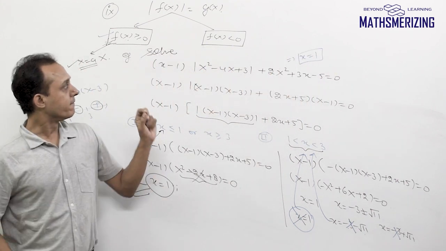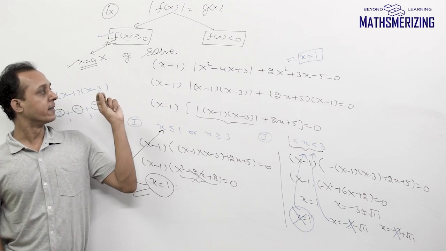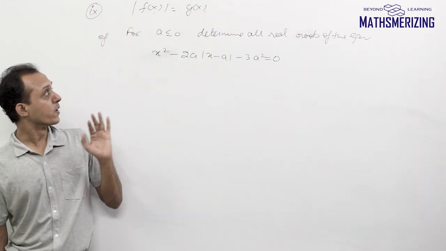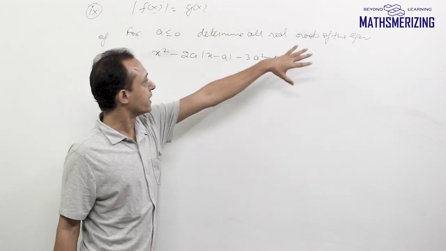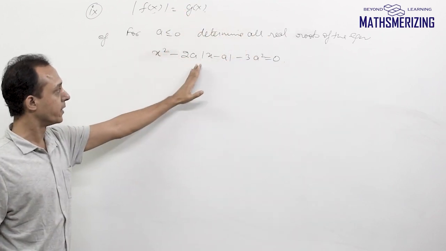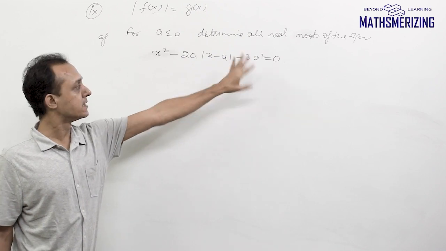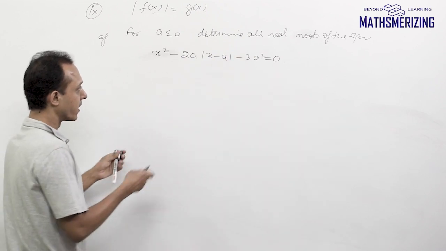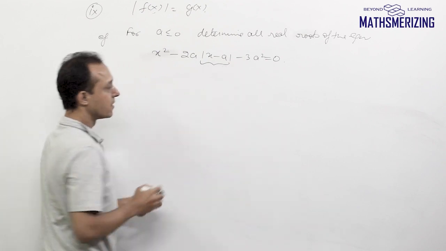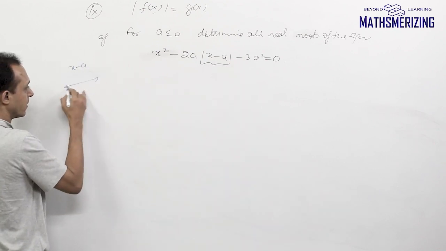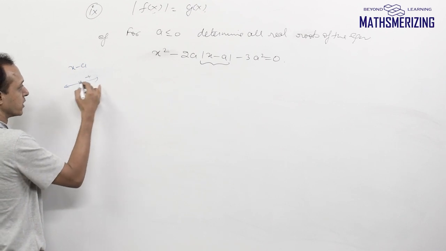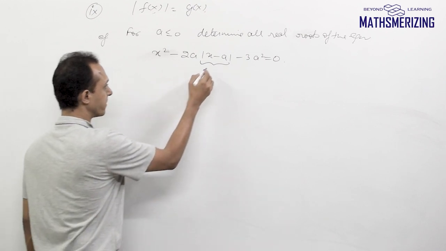So this is how we solve such questions. So I'll take up another example. So the question is, for a less than or equal to 0, determine all real roots of the equation x square minus 2a |x minus a| minus 3a square is equal to 0. So again, I see a modulus sign, so which is |x minus a|. So this is x minus a, root is plus a, so rightmost is plus and then minus. So I'll take two separate cases.